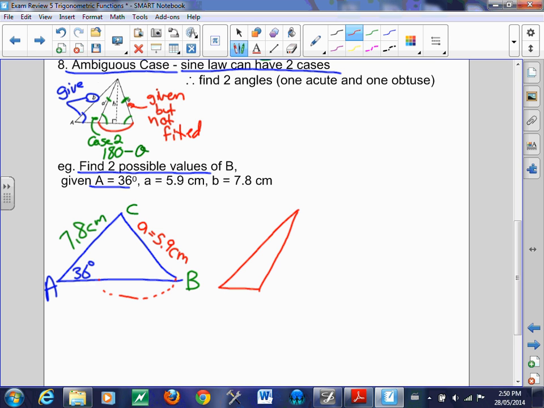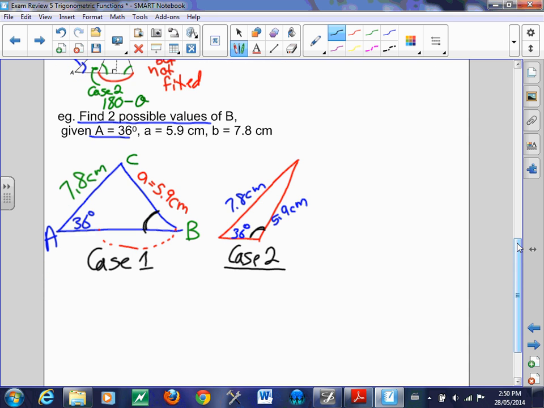Like this. So this is 36 degrees, this is 7.8 centimeters, and this is 5.9 centimeters. So what we need to find are the 2 possible answers for B. Here's the one, and here's the second one. So this is case 1 and case 2. I always like to label case 1 being my acute triangle and case 2 being my obtuse angle.